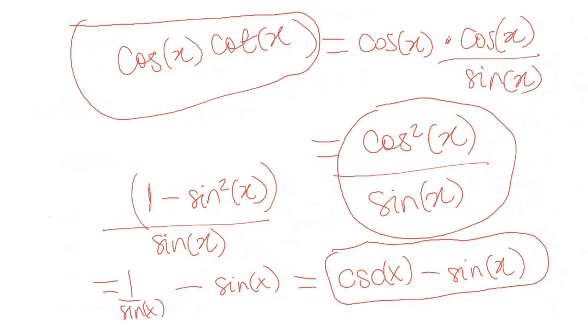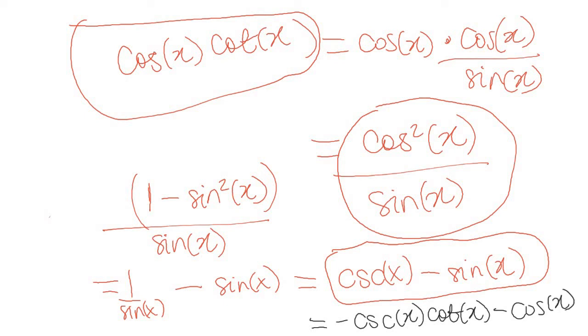Wow, we can actually do a shortcut method here. Negative cosecant x cotangent x. And what is the derivative of sine x, actually? Well, the derivative of sine x is the same thing as cosine x. So our answer is actually negative cosecant x cotangent x minus cosine of x.